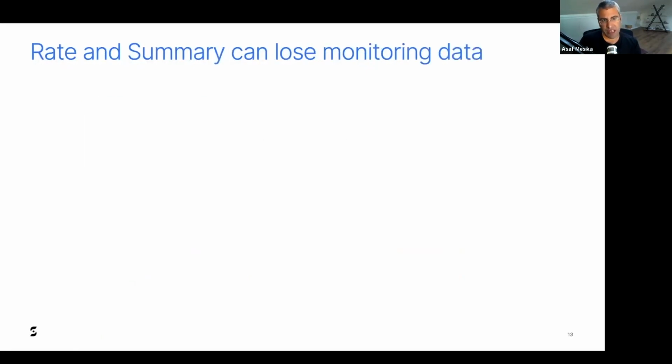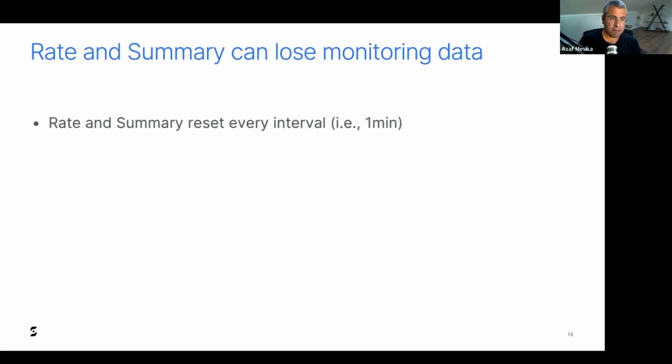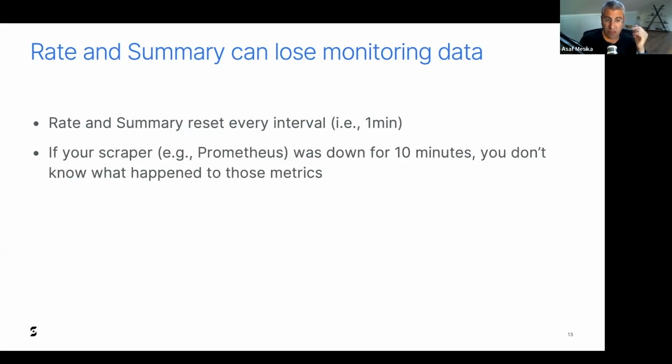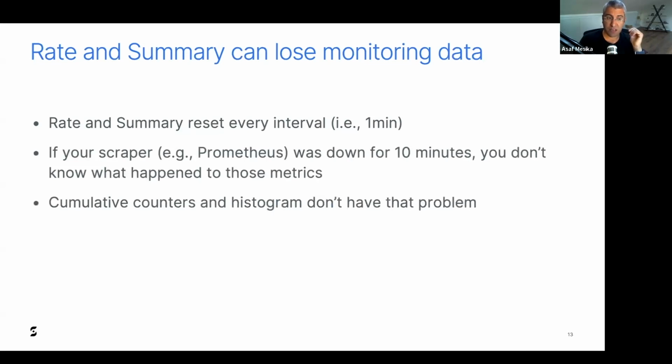Second thing is about rate and summary. Rate and summary are two types of metrics that reset their value every interval, every 1 minute. So if your Prometheus was down for 10 minutes, you have no idea what happened to those metrics in that period. But if you had cumulative counters or histograms, normal histograms that don't reset, you wouldn't have that problem, because you can deduce, based on the value after 10 minutes and before, what happened, like an average.